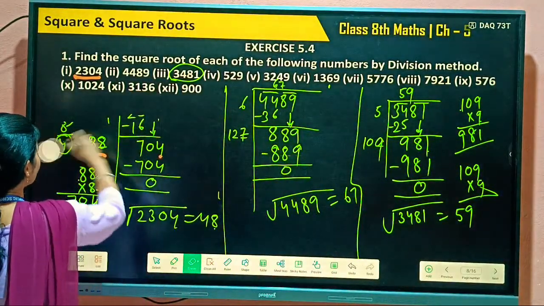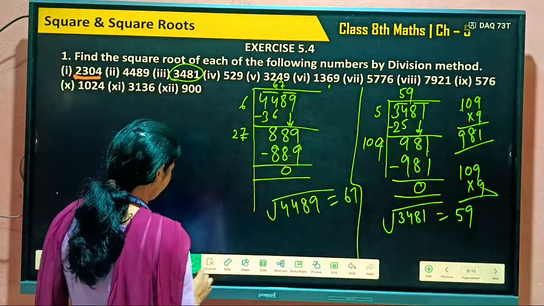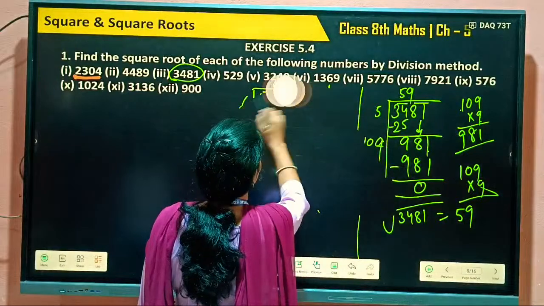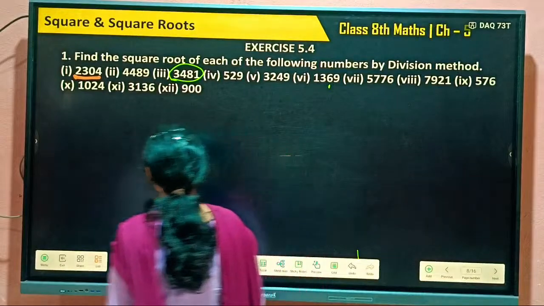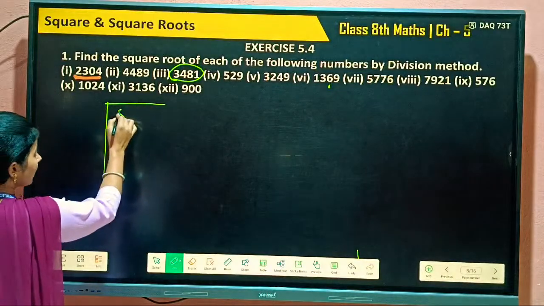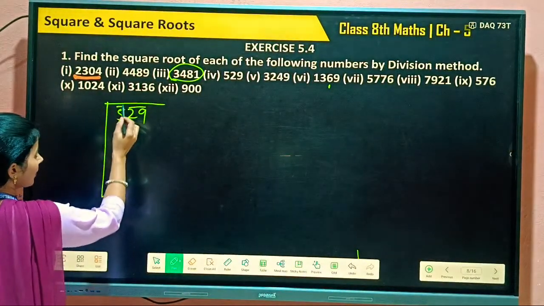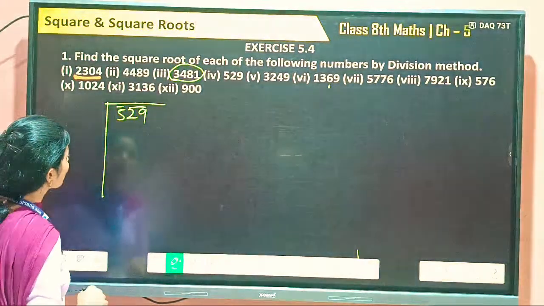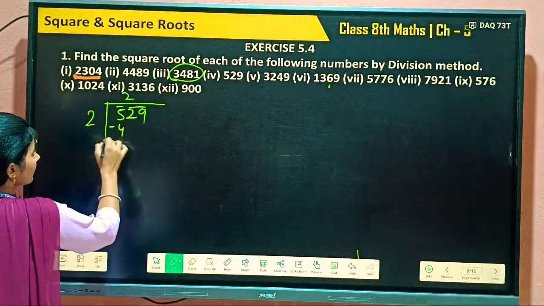What is the fourth part? 529. Start pairing from the right side. 29 and then just one single digit left. Then you will keep a bar on the single digit. Think about a number whose square is equal to 5 or less than 5. 2 2s are 4. Then the remainder is 1.